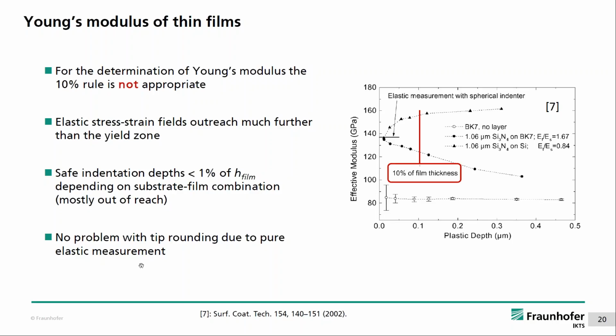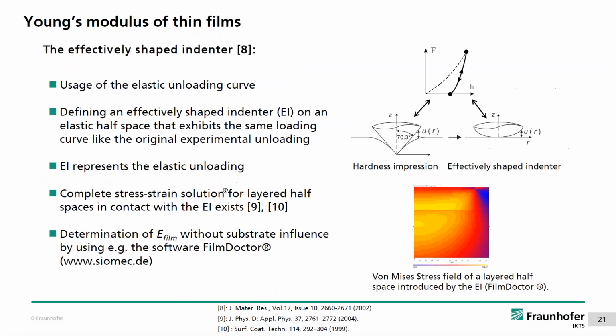There's no problem with tip rounding because we want to have elastic measurements, and the theory behind is elastic contact. So we can also use the theory for completely elastic measurements. There's no need for a developed yield zone, so no problem with tip rounding, only problem with indentation depth. So you can go 2 ways. Either you go for very low indentation depth if your tool can make it and if the film is thick enough, but there's also another way.